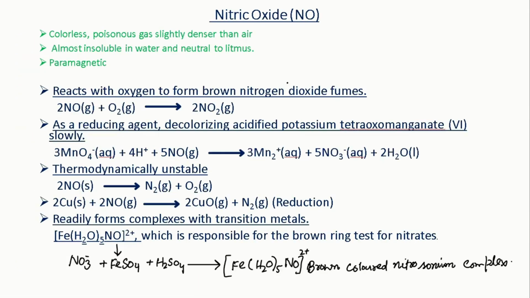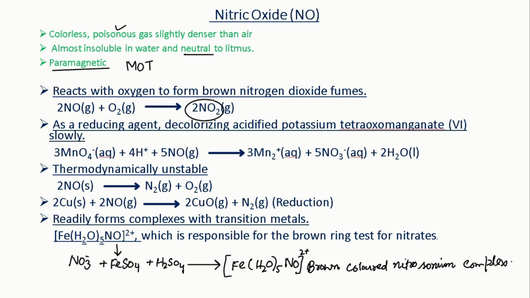The next one is nitric oxide. Nitric oxide is a slightly poisonous gas and is also a colorless gas. It's insoluble in water, and it's neutral. This is very important to know about nitric oxide, and it's paramagnetic in nature. If you see the molecular orbital theory, you will find the reason for nitric oxide to show paramagnetic behavior. It reacts with oxygen to give nitrogen dioxide, which is brown in color.